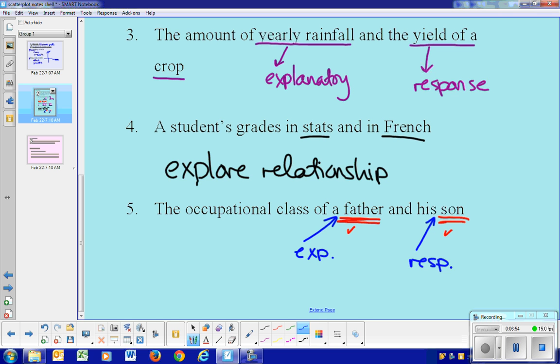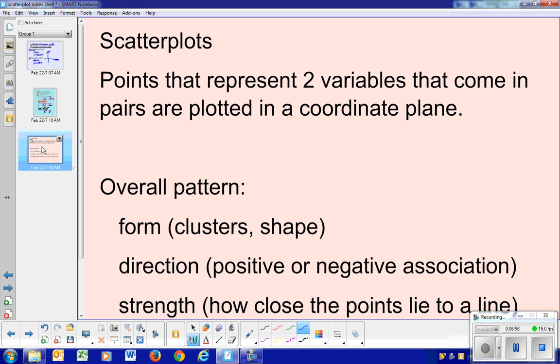Okay? All right. So now that we've talked about those two terms, explanatory and response variables, let's talk for just a quick minute about what scatterplots actually are. Scatterplots are graphs where you have a bunch of dots or ordered pairs or points just flung out on a grid. So scattered, that's what it sounds like actually. The points that you have represent the two variables that come in pairs, and those points get plotted on a coordinate plane. It would look something like axes like this, and then just dots all over the place.